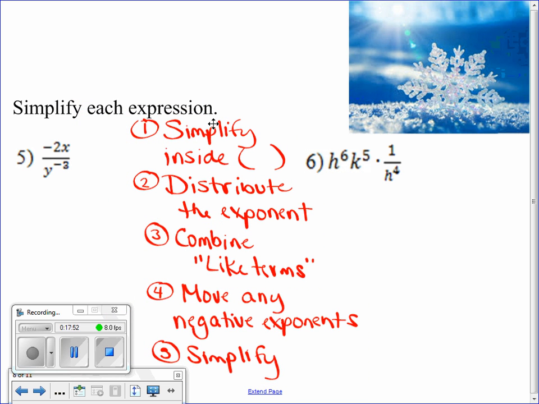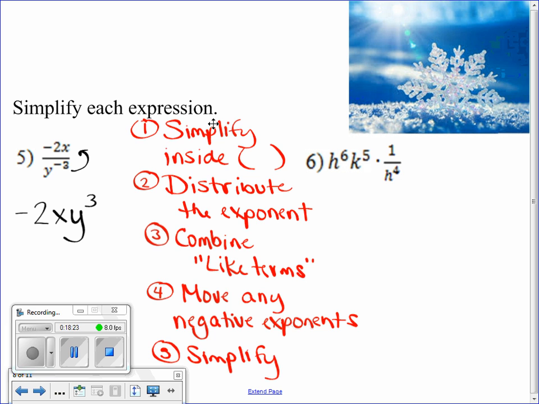So number 5. Simplify inside the parentheses. We don't have any. Distribute the exponent. I didn't have any parentheses, so I don't have anything to distribute. Okay. Step 3, combine like terms. There aren't any. Okay. Move any negative exponents. Yes, what am I moving? Good. The y needs to go to the top. So we're going to move this up here. So I get -2x and then y to the 3rd.